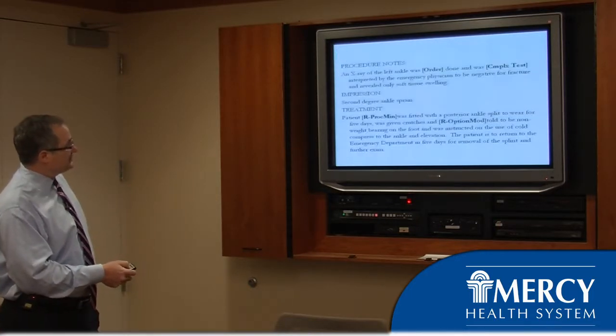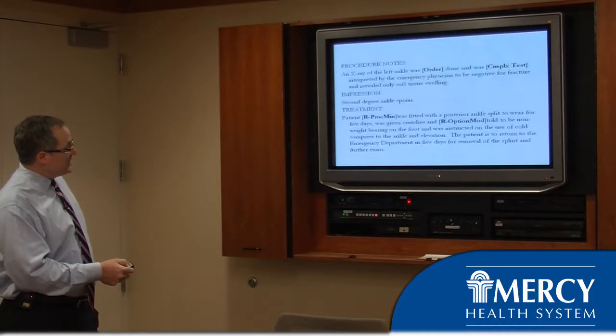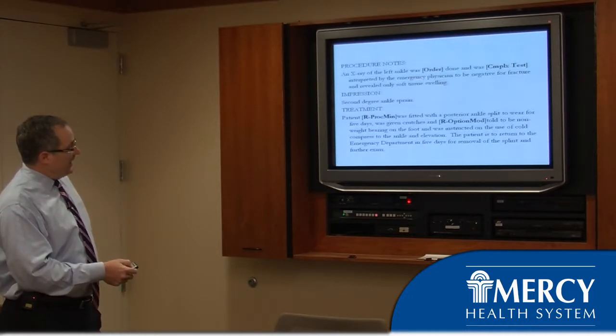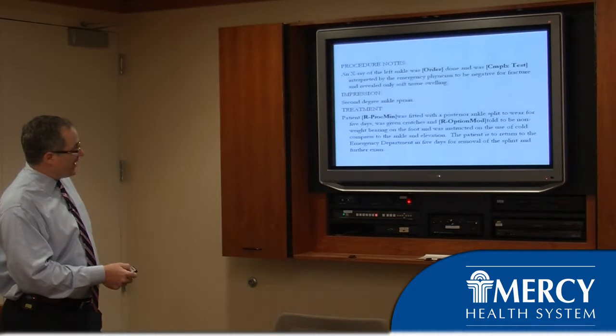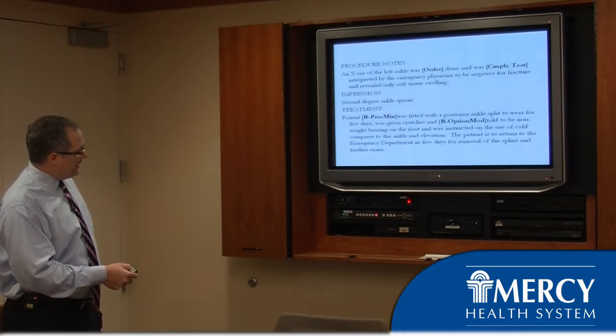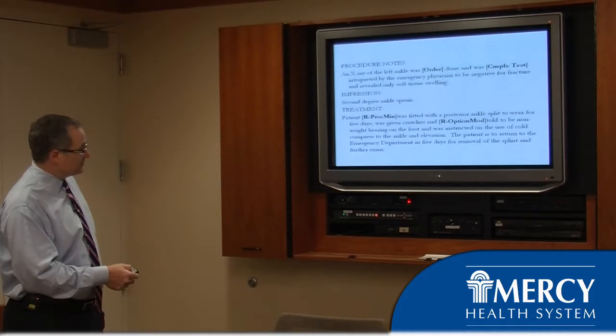So let's score the medical decision making. I order the x-ray, a complex test interpreted by the physician to be negative for fracture. And then I fit the patient with a posterior ankle splint. That is a risk that is minimal. That is the risk of the procedure. An ankle splint is minimal. I give him some crutches and tell him to be non-weight bearing. That's an indication that the risk of management options is moderate, because I'm going to discharge him.